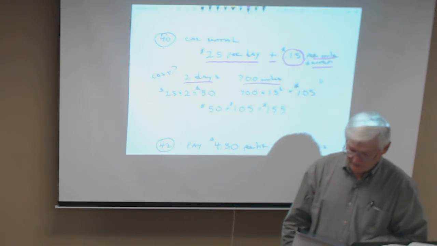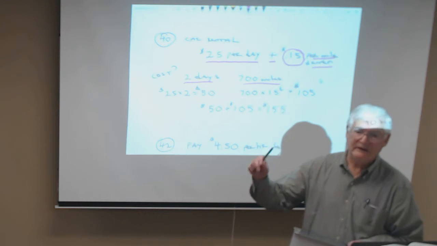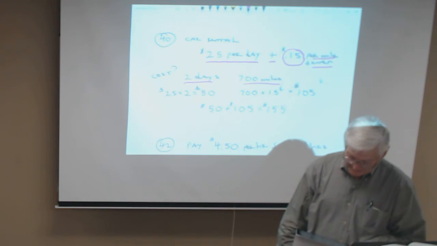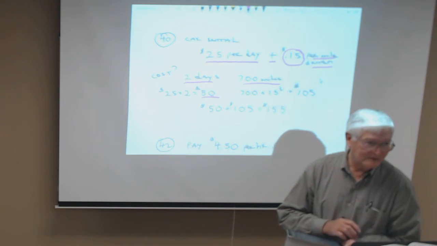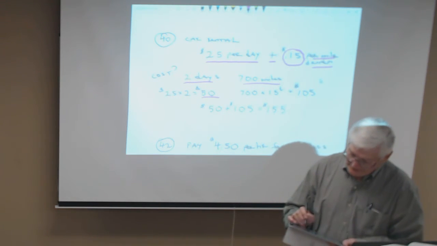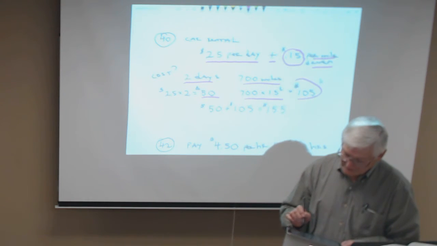So Ann rents a car to drive from here to Oklahoma City to visit some friends, and she gets back, and what's it going to cost her? Well, $25 a day for 2 days, that's $50, right? Yeah, but 15 cents times 700 miles, that's $105.